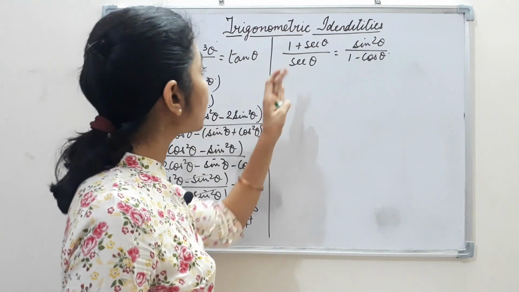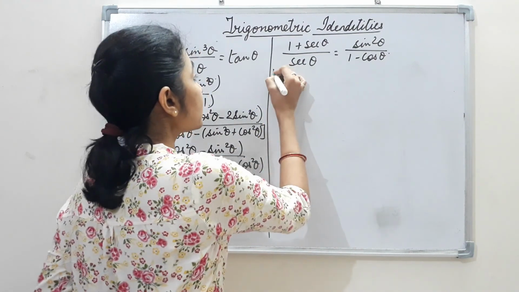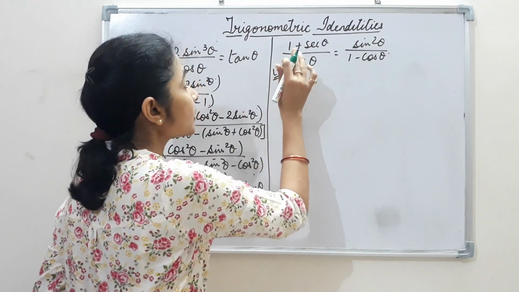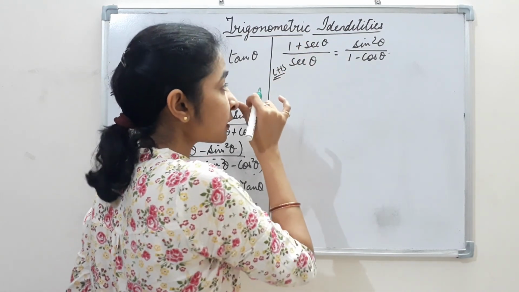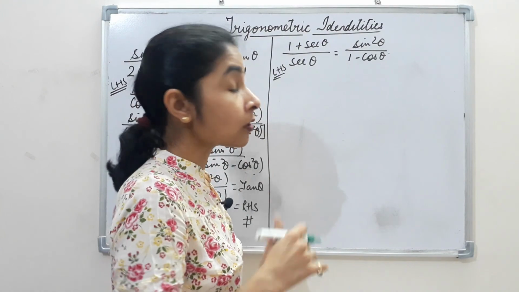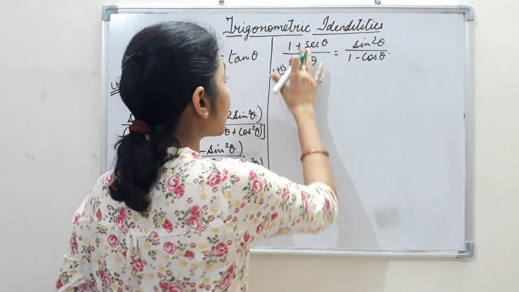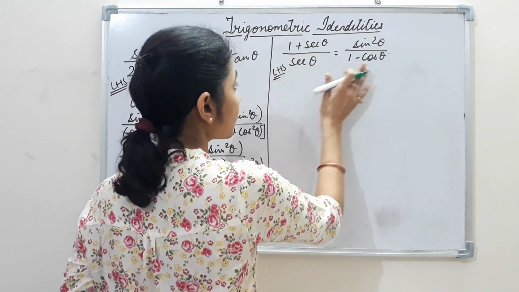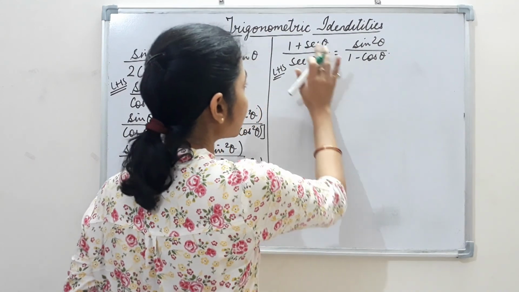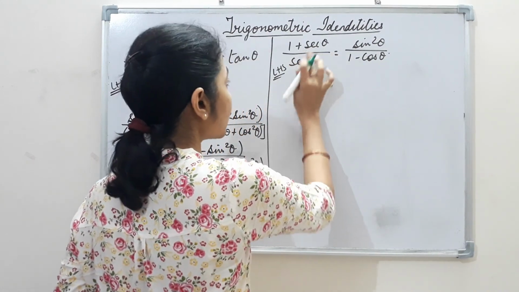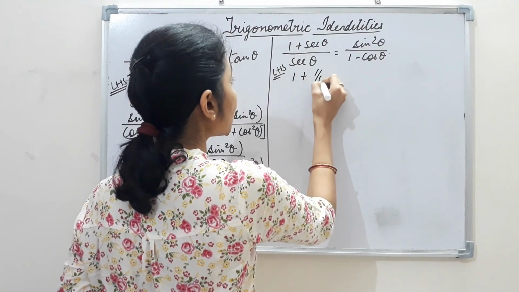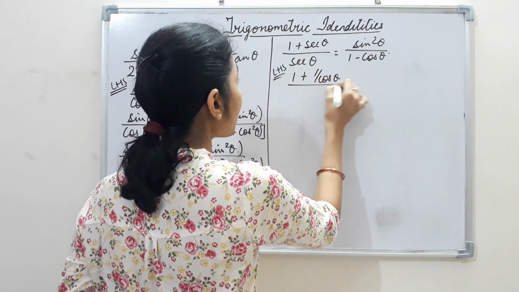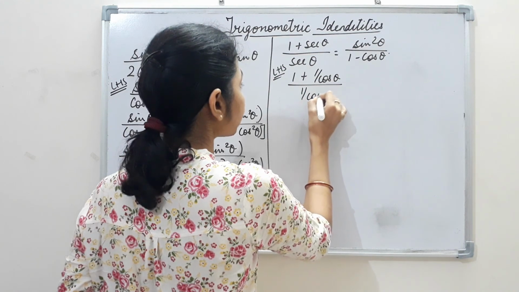Now, starting with the next example, let us start with LHS here also. We are supposed to prove that 1 plus sec theta upon sec theta is equal to sin square theta upon 1 minus cos theta. Now starting with 1 plus sec theta, we are supposed to get sin and cos here, so we will change this sec into cos in both the cases, numerator as well as denominator. So 1 plus 1 upon cos theta upon 1 upon cos theta.